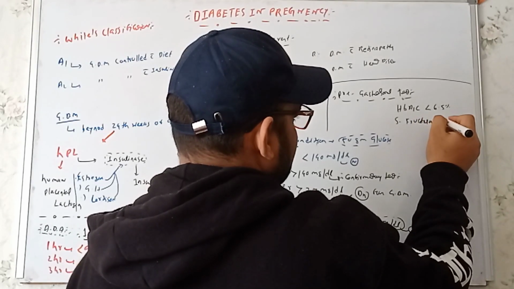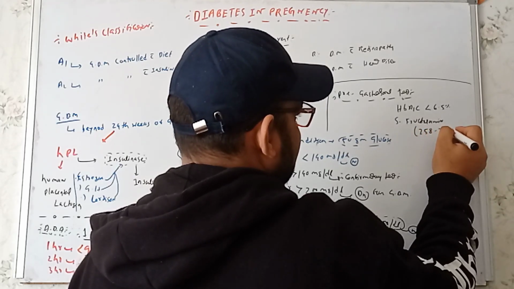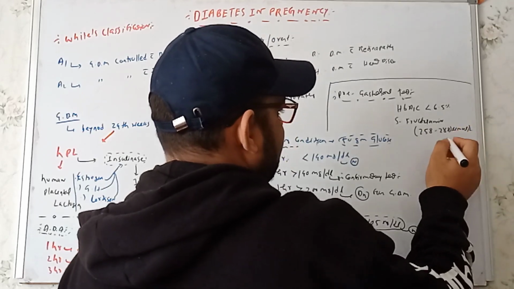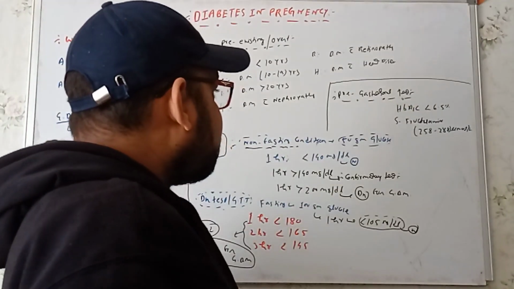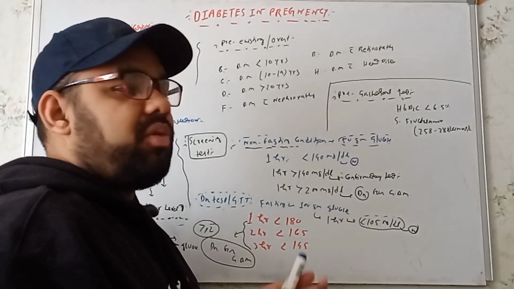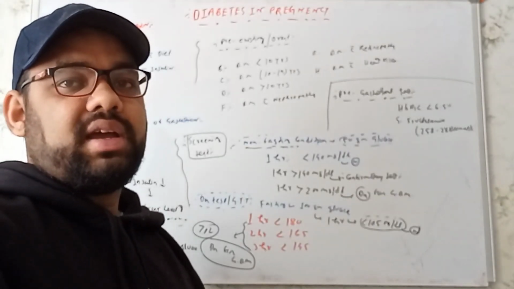The normal range is 258 to 288 micromole per liter. So this is a normal range, right? Now, what is the main purpose of testing in the pre-gestational test? Just to clarify whether the pregnant lady is having diabetes or not.